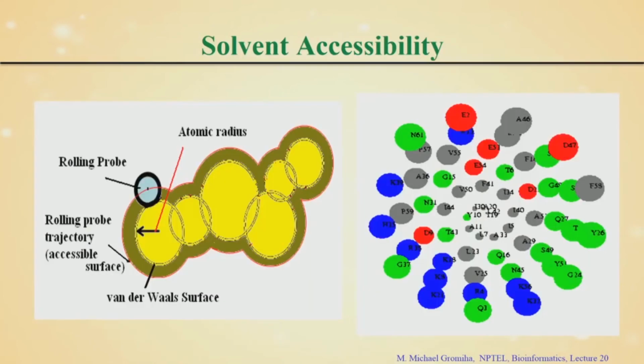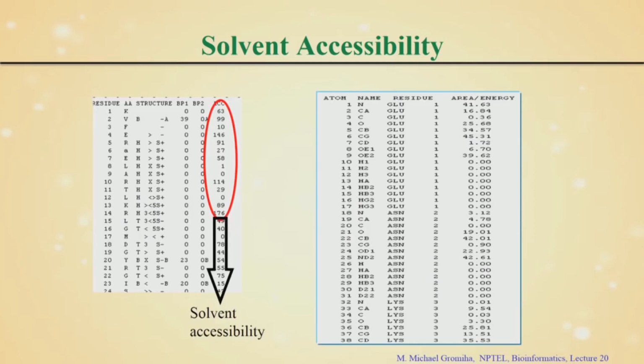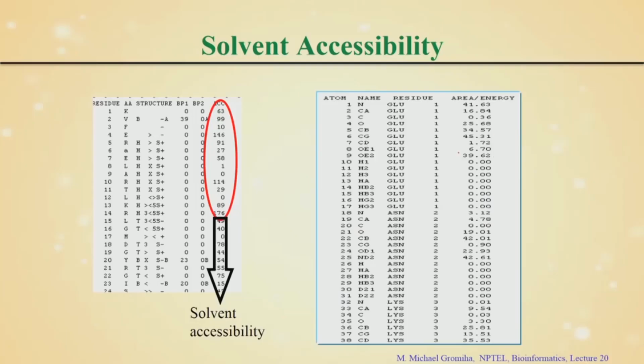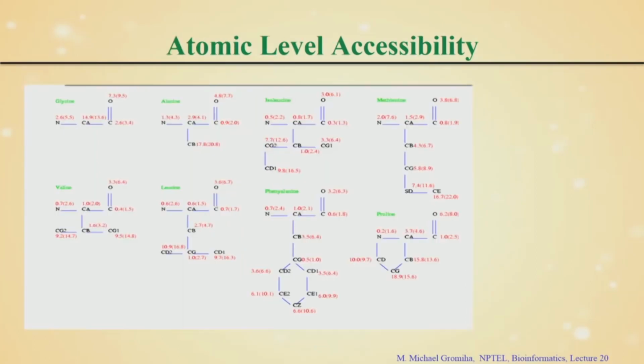I showed the accessibility. The accessibility criterion we know: we roll a water molecule and see how accessible each atom is to the solvent. Here is a figure you are familiar with now. You can see these residues are in the interior and these residues are at the surface, and if you run the program you can get the values, either residue wise accessibility or atom wise accessibility. For calculating this hydrophobic free energy, which data is required, atom wise or residue wise? Atom wise. So, you can see different atoms, and you can use these values to calculate the hydrophobic free energy. Here this is the atom level accessibility.